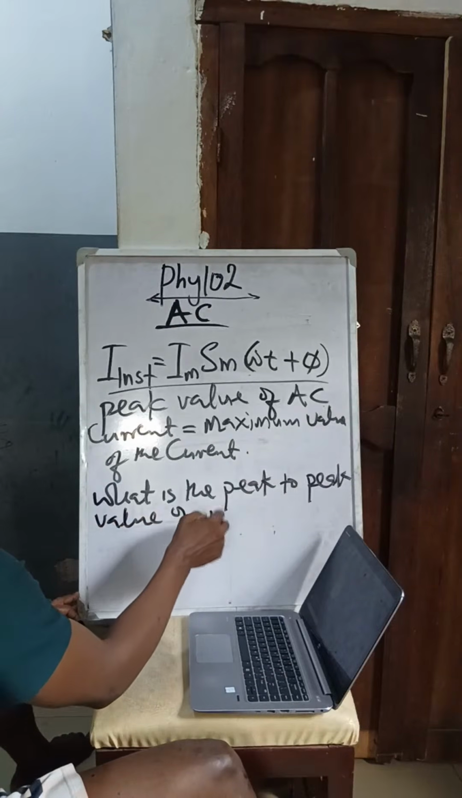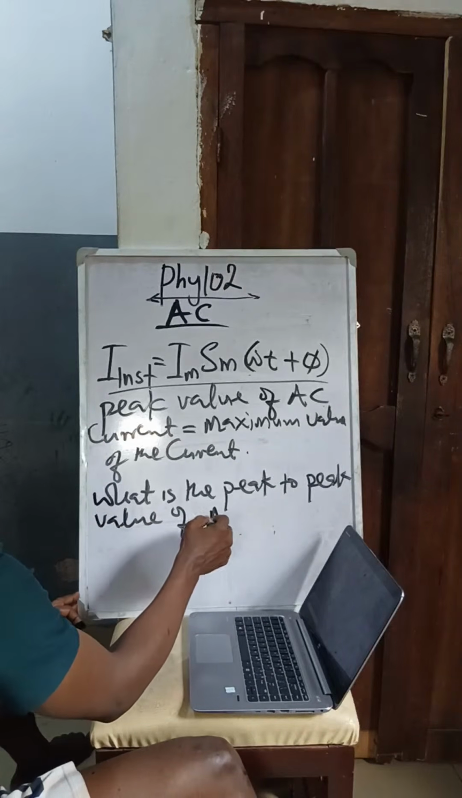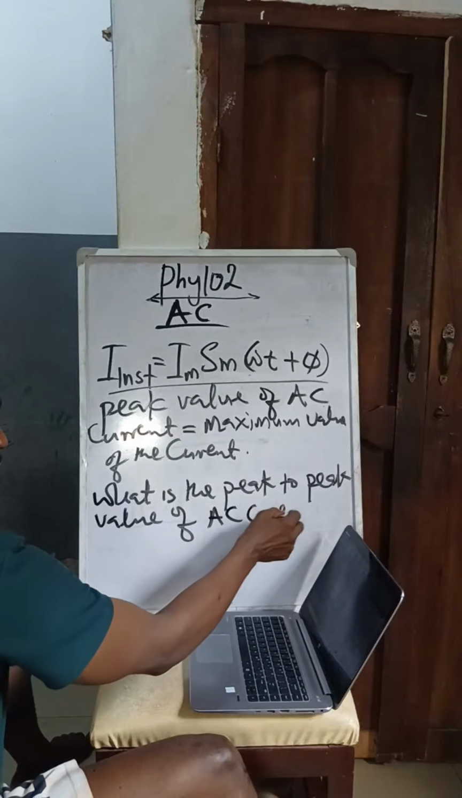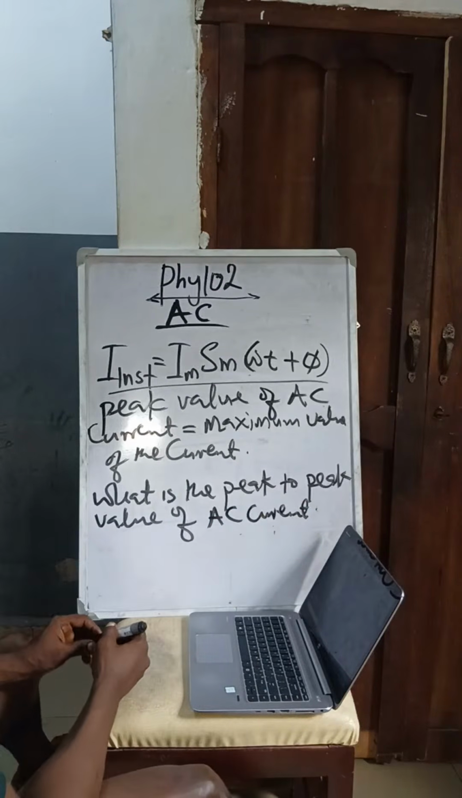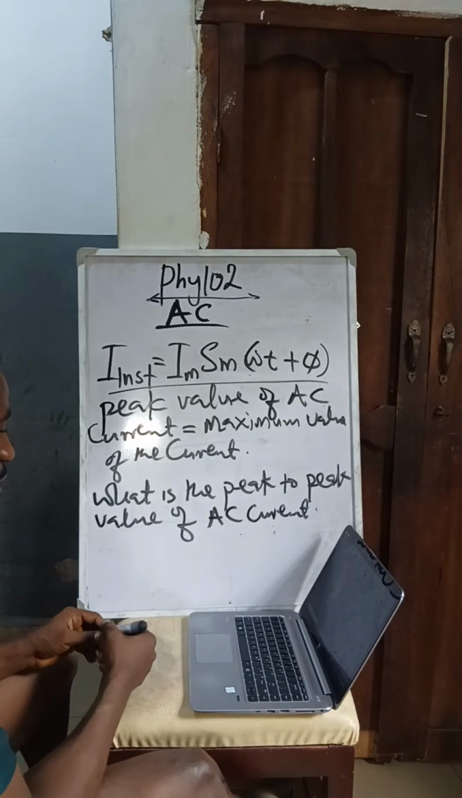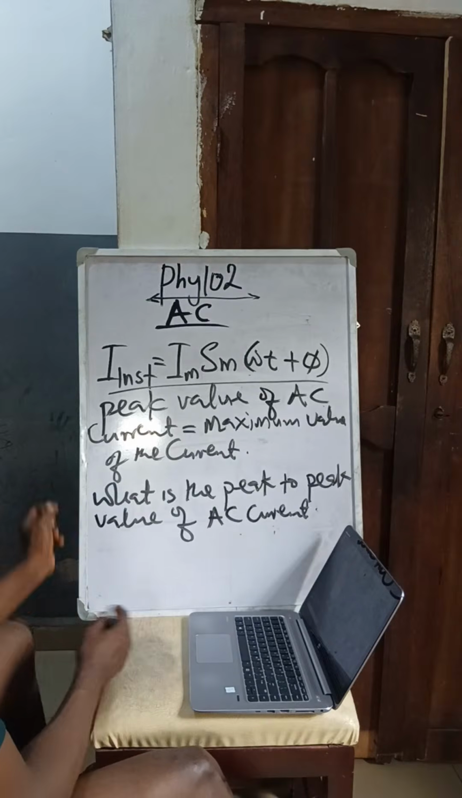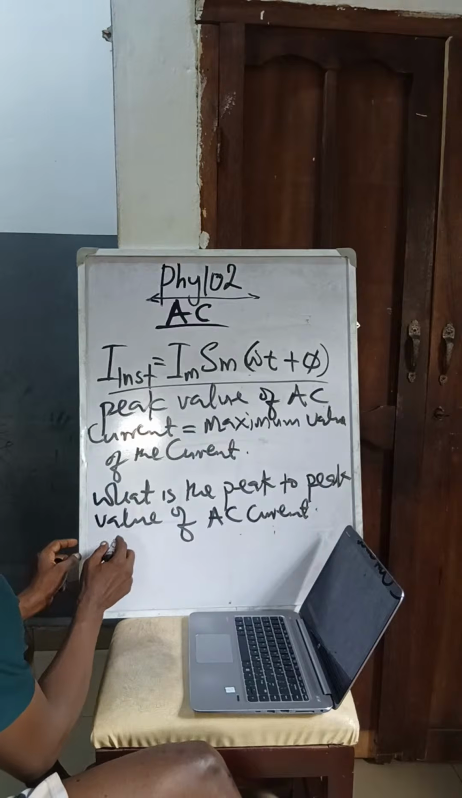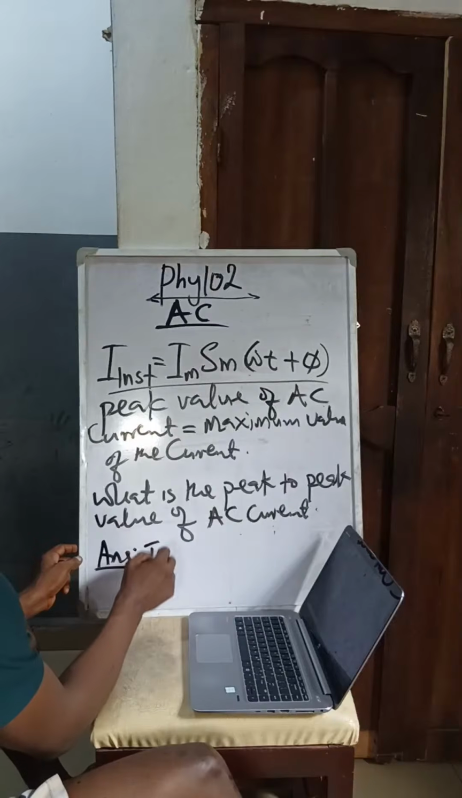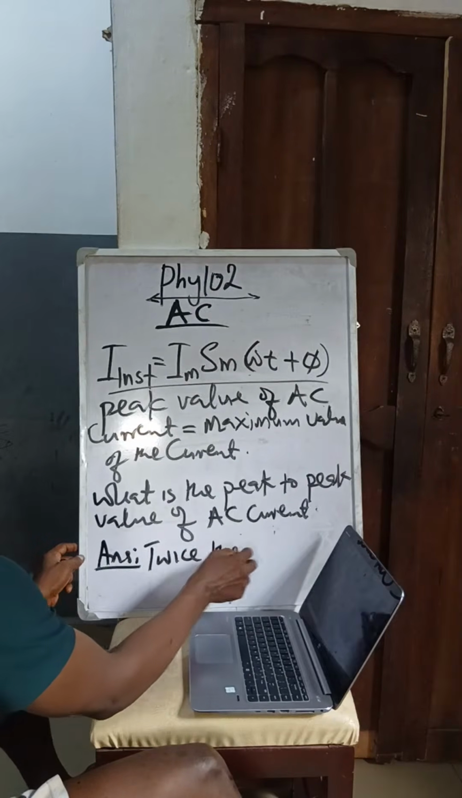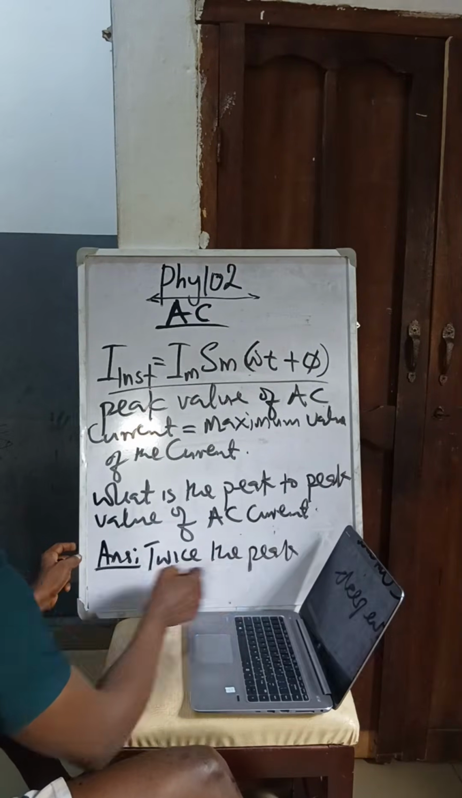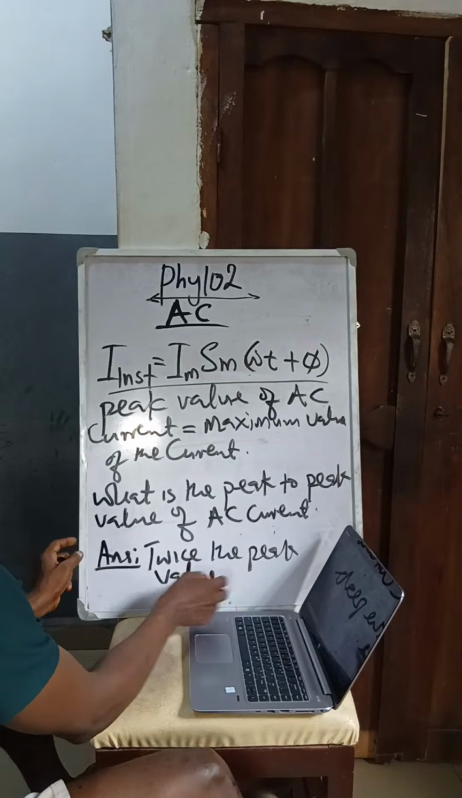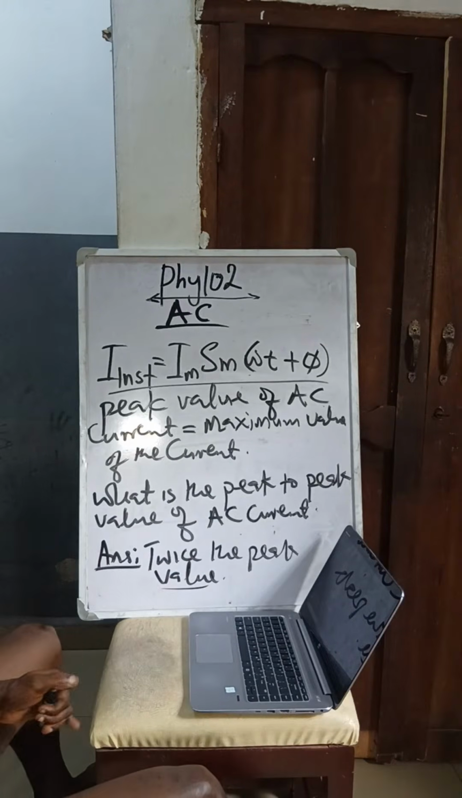What is the peak to peak value of AC current? The peak to peak value of AC current is twice the peak value.